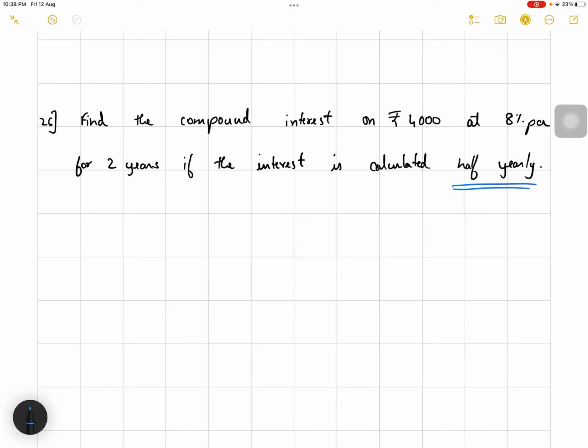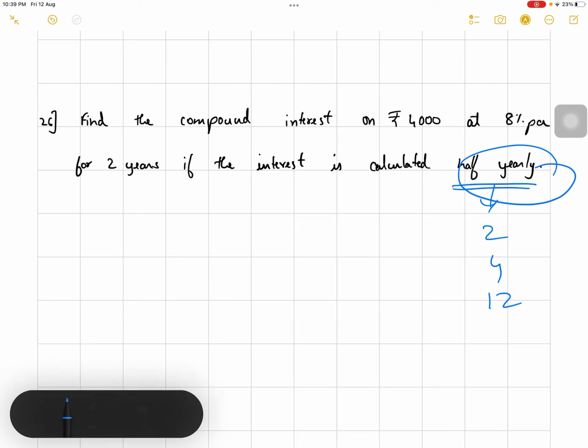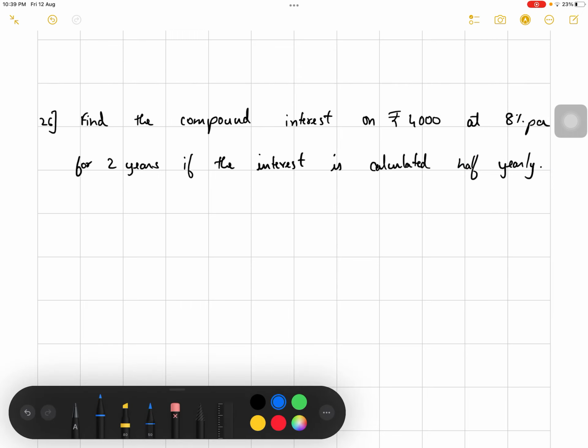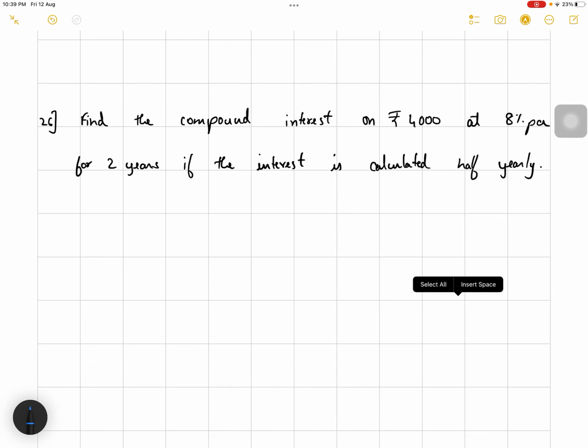Whenever it is more than once, half yearly means interest is calculated 2 times in a year. Quarterly means interest is calculated 4 times in a year. Every 3 months it is calculated, so 4 times in a year. If it is given that interest is calculated monthly, that means in a year it is calculated 12 times. Half yearly means 2 times, quarterly means 4 times, and monthly means 12 times. In a year how many times is interest calculated? Half yearly means 2 times.